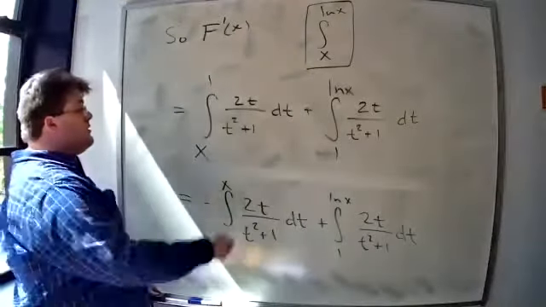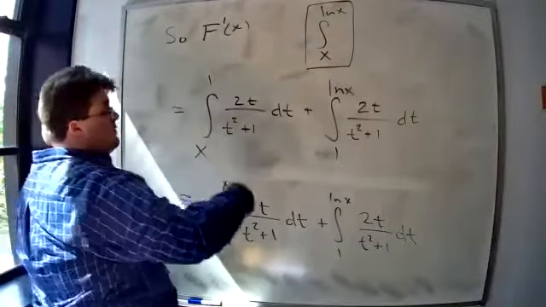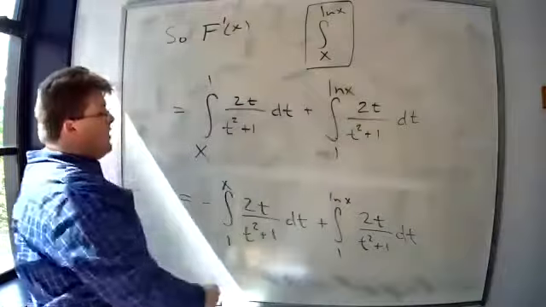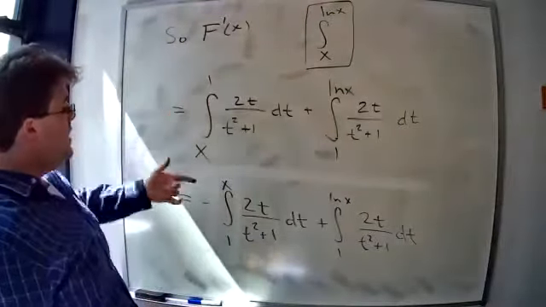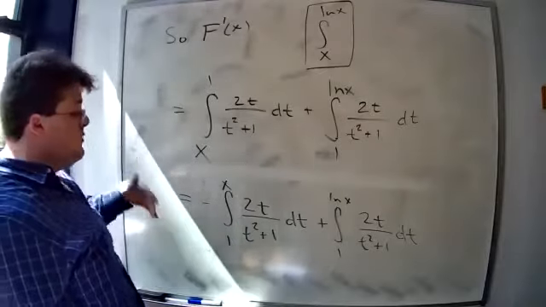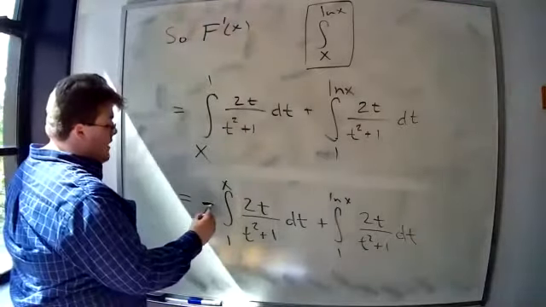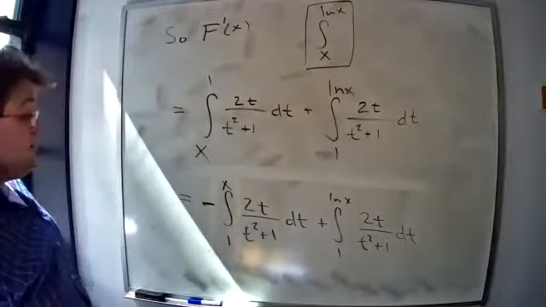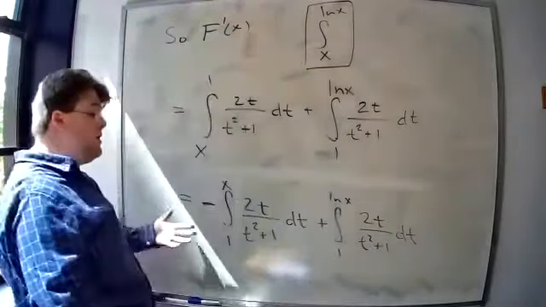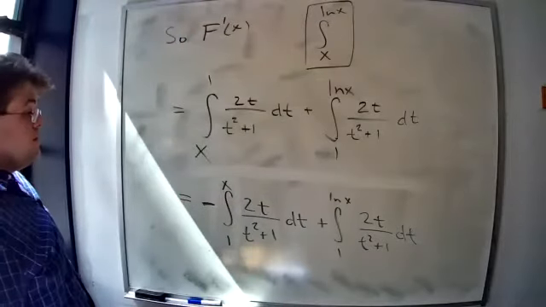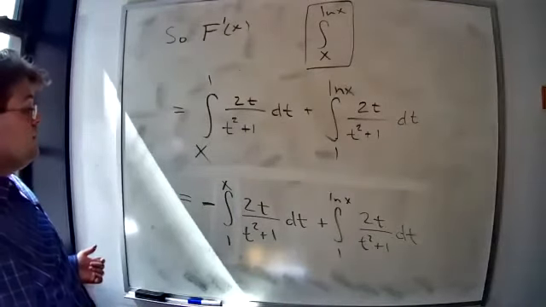Once we split it into two pieces, this one was okay because we had a number on the bottom and x on top, but here we have a number on top and an x on the bottom. So we had to flip that around, and to do that, we need a negative. So now, the fundamental theorem of calculus does apply to both of these integrals.